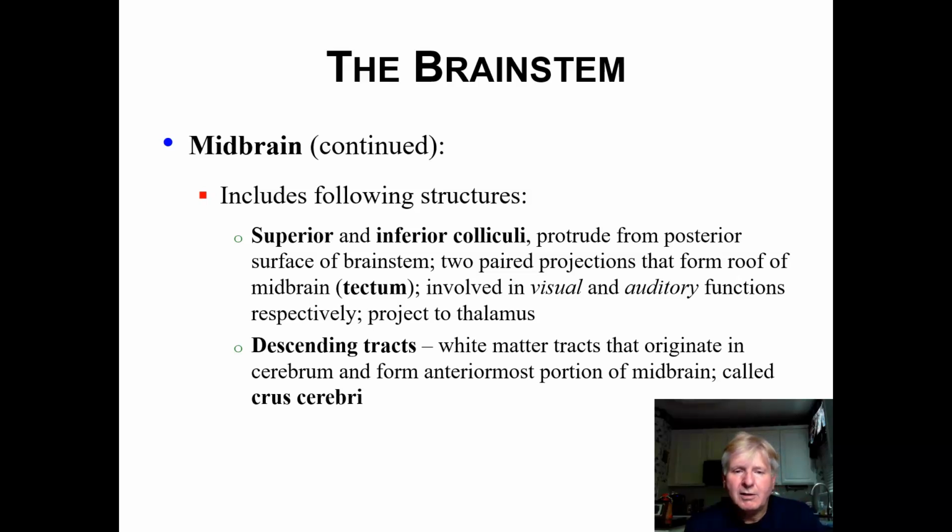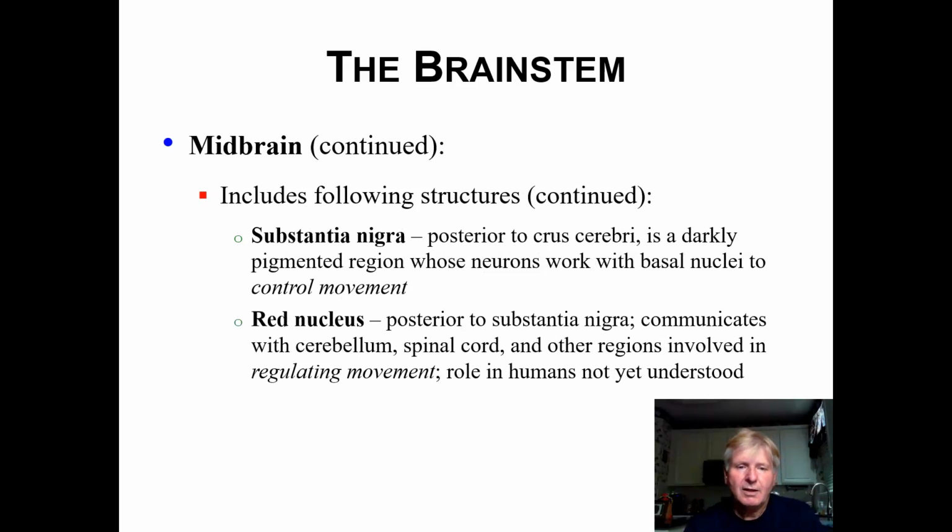And then also located in the midbrain are the descending tracts. Remember, all descending tracts are considered motor. So these are white matter tracts that originate in the cerebrum, and they form the anterior-most part of the midbrain. This is called the crus cerebri, which are basically the corticospinal tracts. And also in the midbrain are two nuclei called the substantia nigra, posterior to the crus cerebri. It's a darkly pigmented region.